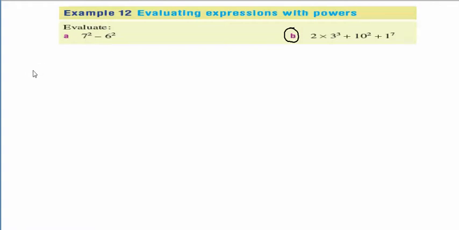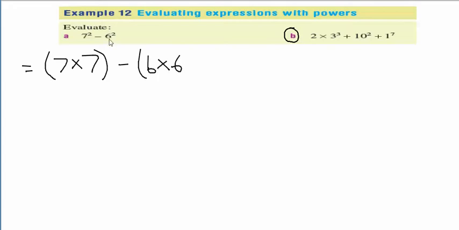So 7 squared minus 6 squared. Write an expanded form first, and I'm going to put them in brackets. 7 times 7, 6 squared. Remember, it's not 6 times 2, it is 6 times 6. So base number, and how many times? Twice.